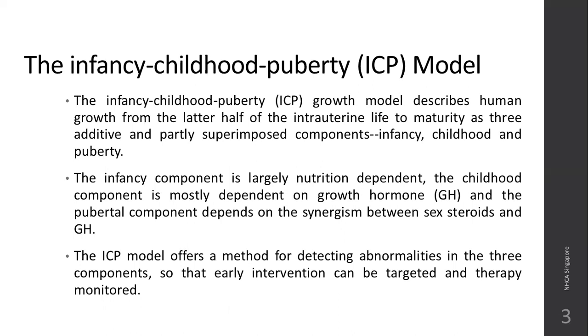The ICP model, infancy, childhood, puberty model, describes human growth from the later half of the intrauterine life, that is after birth, to maturity, that is puberty, adolescence, as three additive and partly superimposed components of infancy, childhood, and puberty. Sometimes you can do a different graph for infancy, a different graph for childhood, a different graph for puberty, and in some cases you can completely superimpose all these graphs together in a continuation from infancy to childhood and puberty. I'll show you the difference.